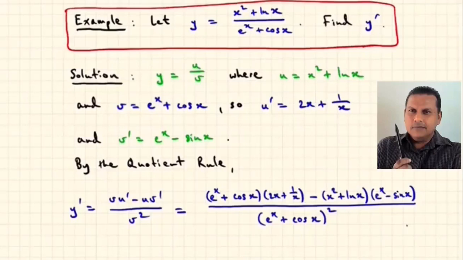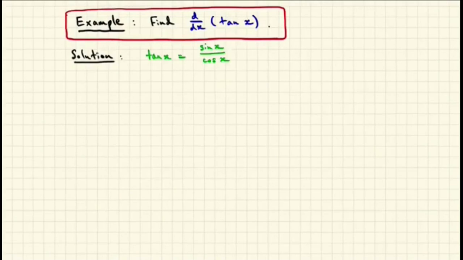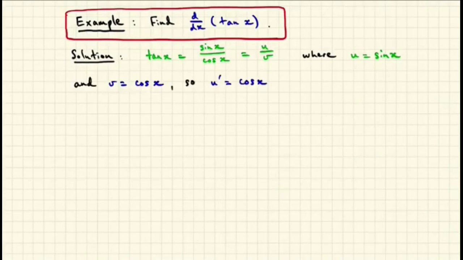In an earlier video, I told you what the derivative of tan x turns out to be. Let's see if we can discover it for ourselves. Observe that tan x is sine x over cos x, which becomes a fraction u over v, where u equals sine x and v equals cos x, so that u dash is cos x and v dash is minus sine x.